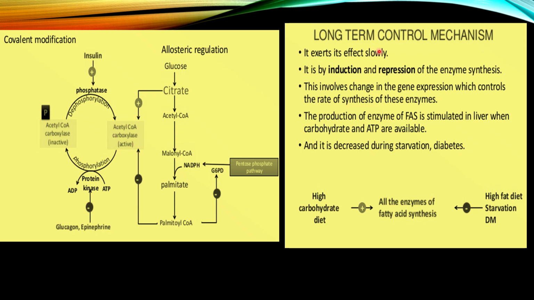Correct? So, the long-term control mechanism exerts its effect slowly by induction and repression of enzyme synthesis at the level of gene. So this involves changes in gene expression which control the rate of synthesis of these enzymes. So production of enzymes of fatty acid synthesis is stimulated in the liver when carbohydrate and ATP are available. Once they are in abundant quantity, besides production of energy, the excessive amount is diverted for the synthesis of fatty acid under the influence of insulin hormone.